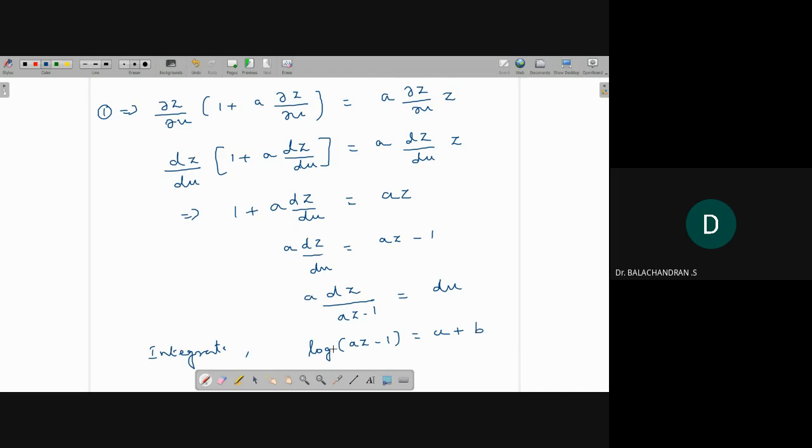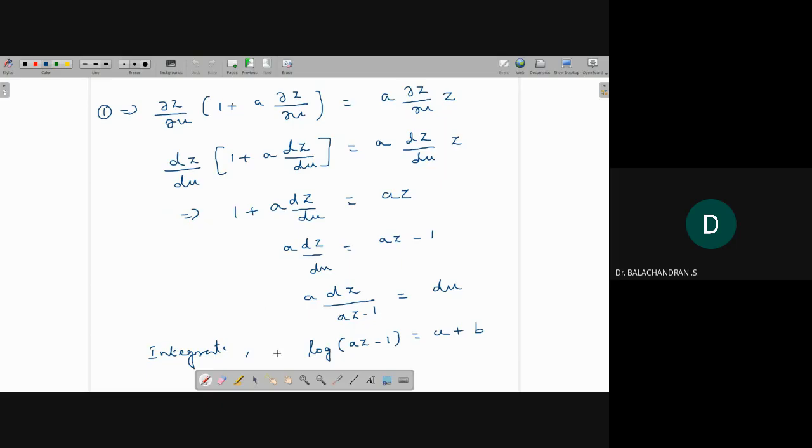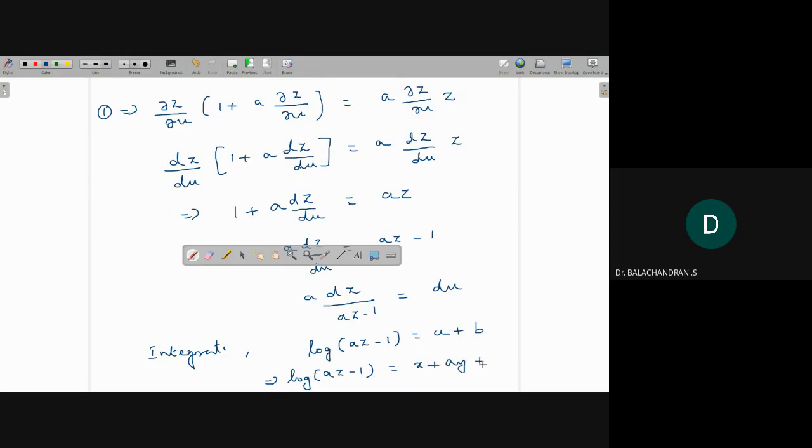If you differentiate log of az minus 1 with respect to z, you will get 1 by az minus 1 into a. So that's why directly I wrote log of az minus 1 equal to u plus b. Now we know what u is. u is x plus ay. So next step, log of az minus 1 is equal to x plus ay plus b.